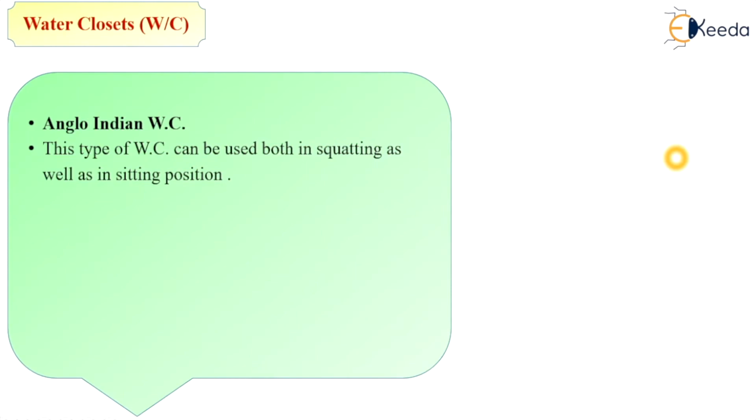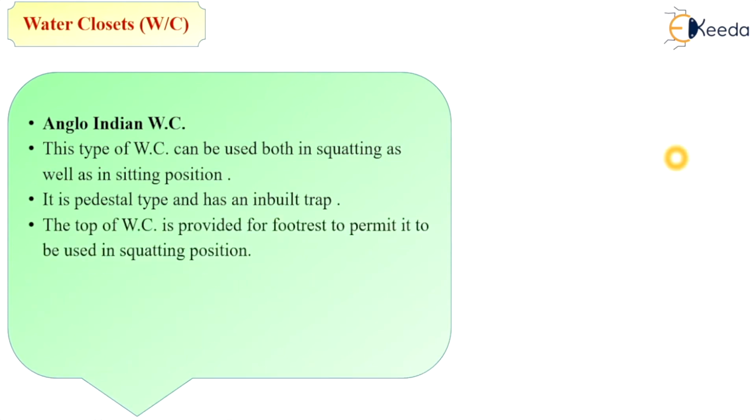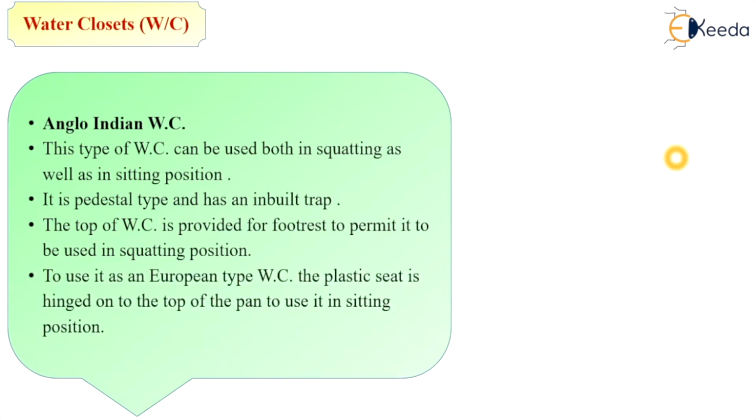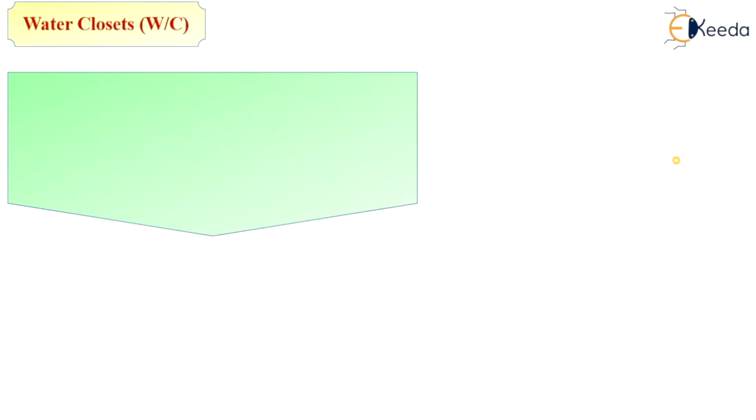So this is the typical diagram of siphonic action WCs. The first type we have seen is Indian or squatting type. Second is European type, again divided into two types, siphonic WCs and the other one. And third type is Anglo-Indian WCs. This type can be used both in squatting as well as in sitting position. It is pedestal type and has an inbuilt trap. The top of the WC is provided with a footrest to permit it to be used in squatting position. To use it as a European type WC, the plastic seat is hinged on the top of the pan to use it in sitting position. So it is a dual purpose WC.